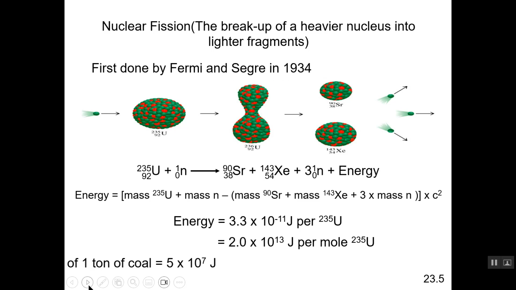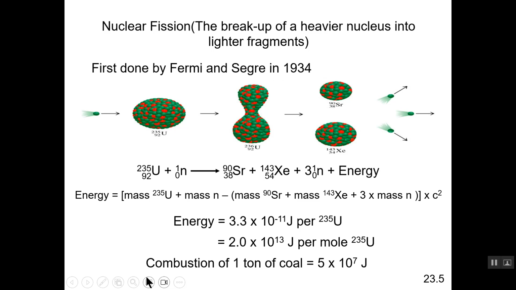If you compare that to the energy provided by the combustion of 1 ton of coal, the energy in that case would be equal to 5 times 10 to the 7 joules. So obviously, much more energy is provided by nuclear fission for 235 grams of material compared to 1 ton of coal. That shows you clearly one advantage of using nuclear fission and nuclear reactors to provide energy, which you can use to feed the grid, which eventually ends up in our homes and so on.